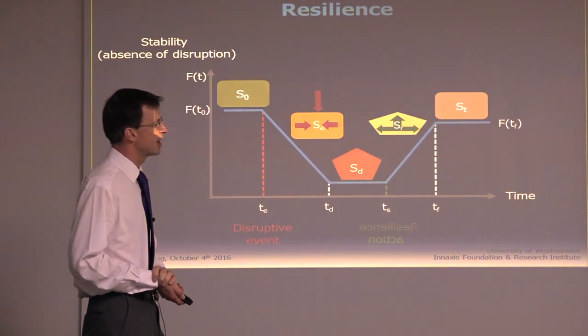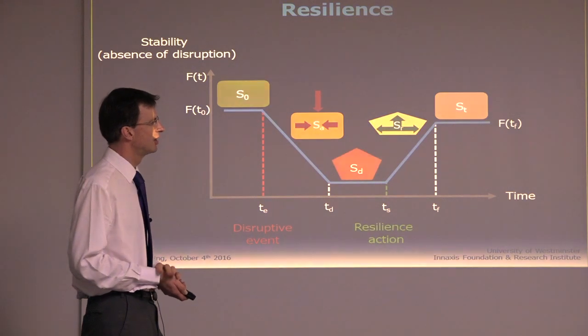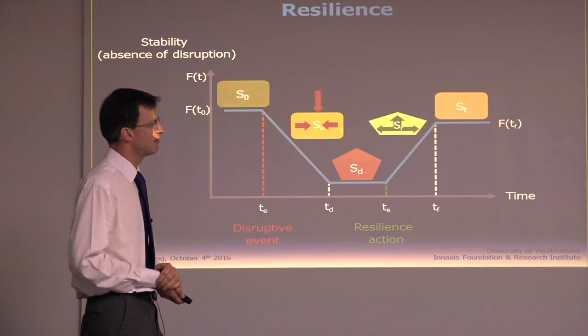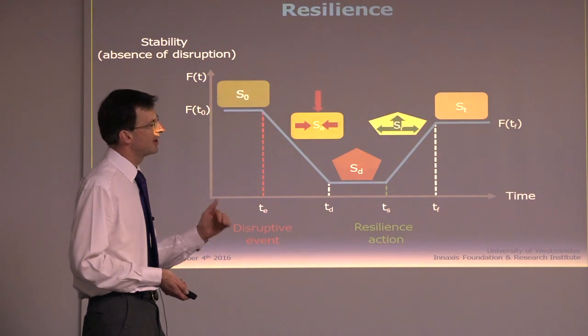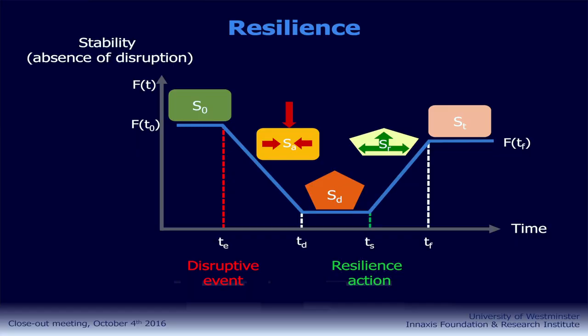Then your mechanism comes into play, your resilience action, and pushes the state of the system back up the slide towards a higher stability state. And on the right-hand side, you reach a new equilibrium point, and that might be at a higher or lower cost or a different type of stability than the one you started, or it might be the same. But it's a new equilibrium.